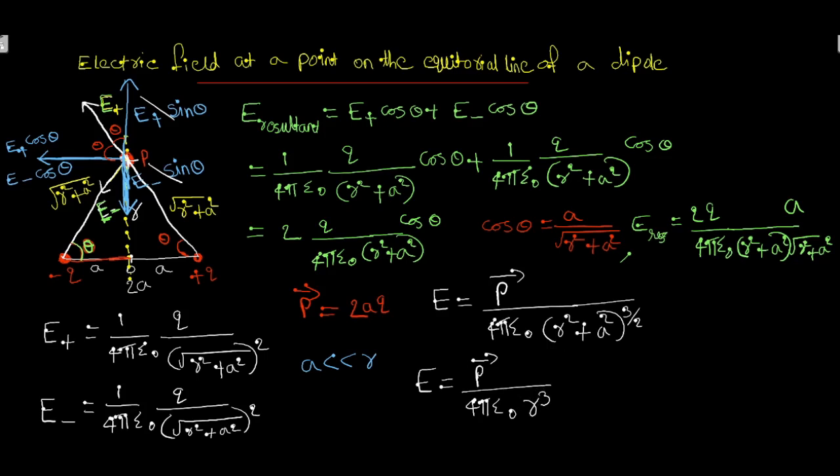This is the resultant electric field intensity at point P. This is the last equation we got: the resultant electric field intensity at point P.